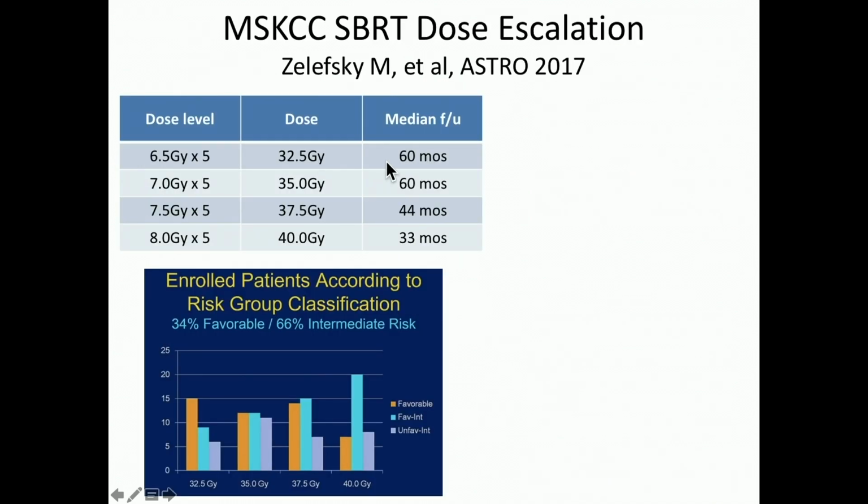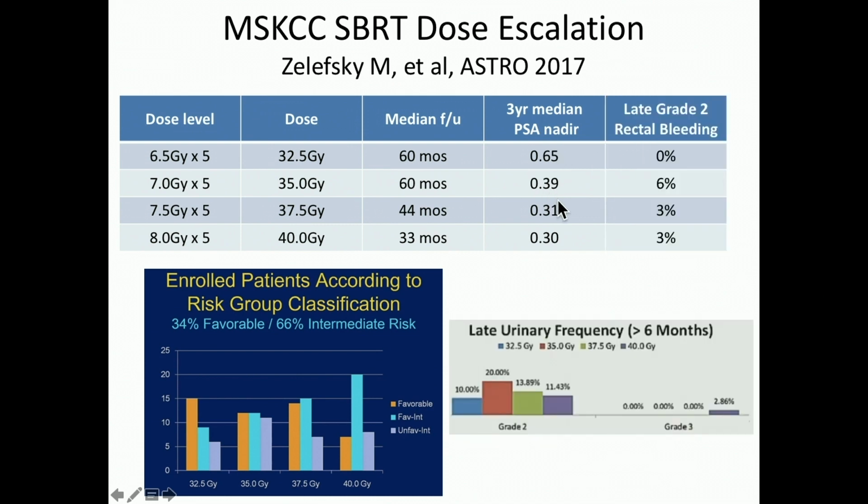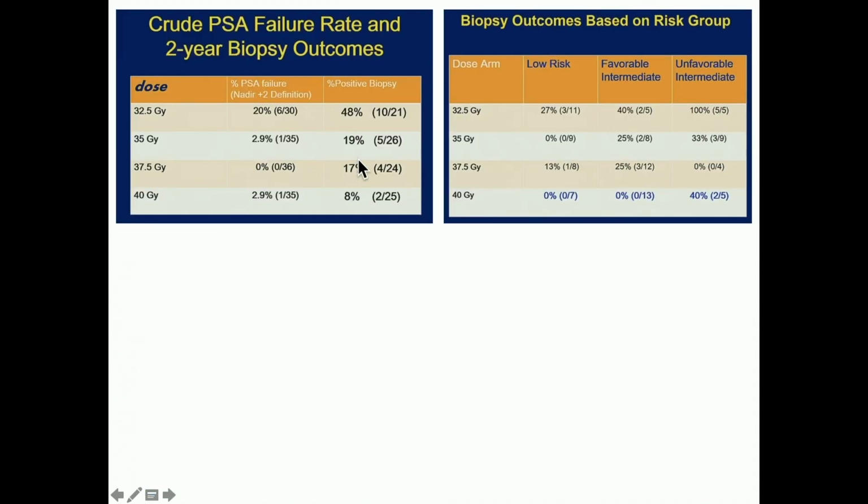Zelefsky at Sloan Kettering presented last year at ASTRO his dose escalation study with stereotactic radiotherapy, showing that with modest follow-up, patients with SBRT in his cohort had excellent median PSA nadirs, had very low risk of grade 2 rectal bleeding, low risk of GU toxicity as well. He had one stricture that he noted.